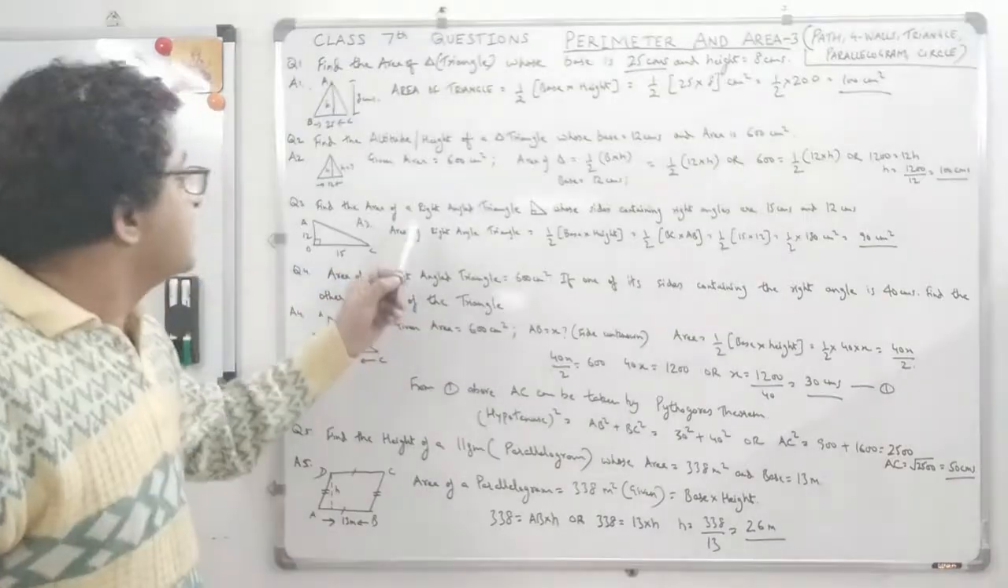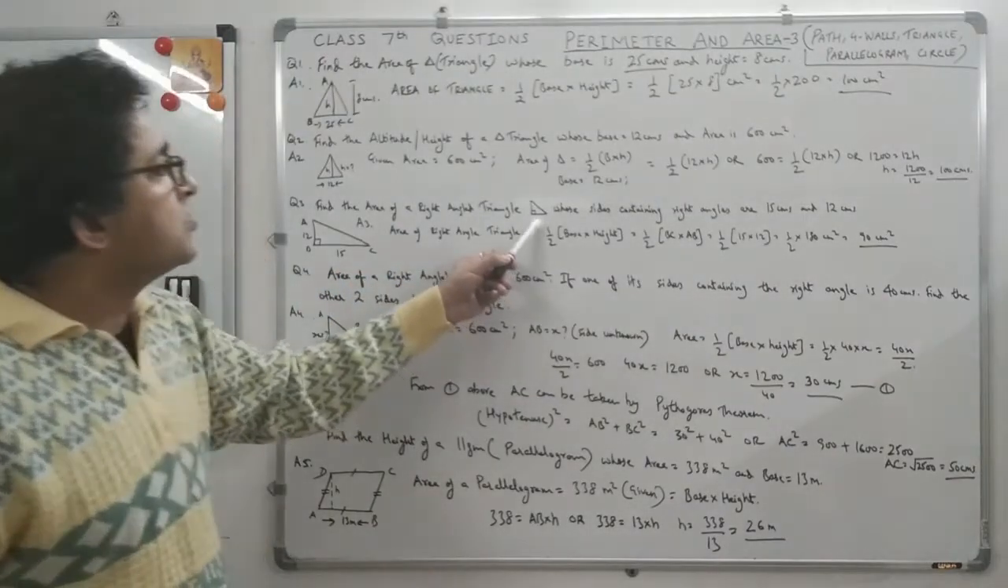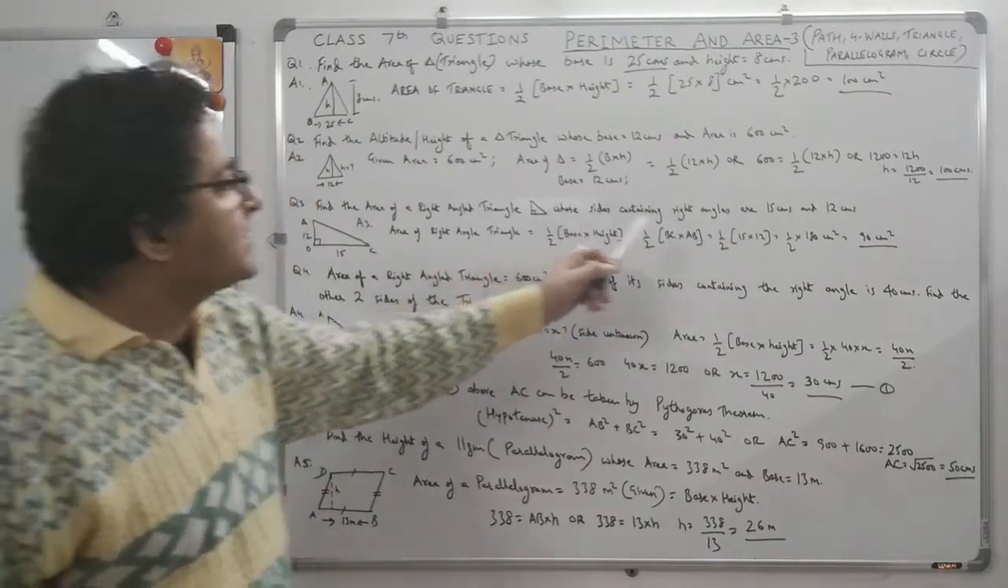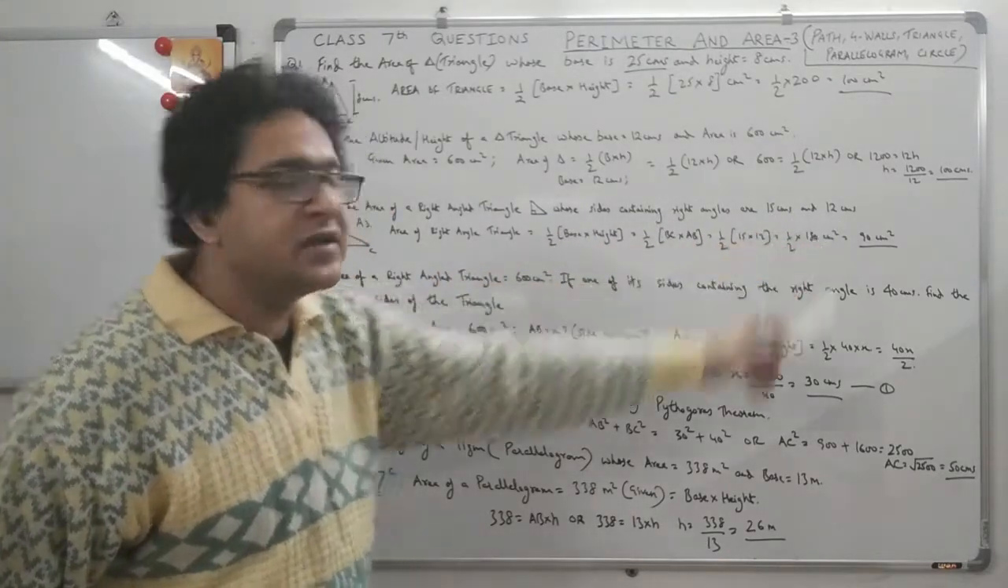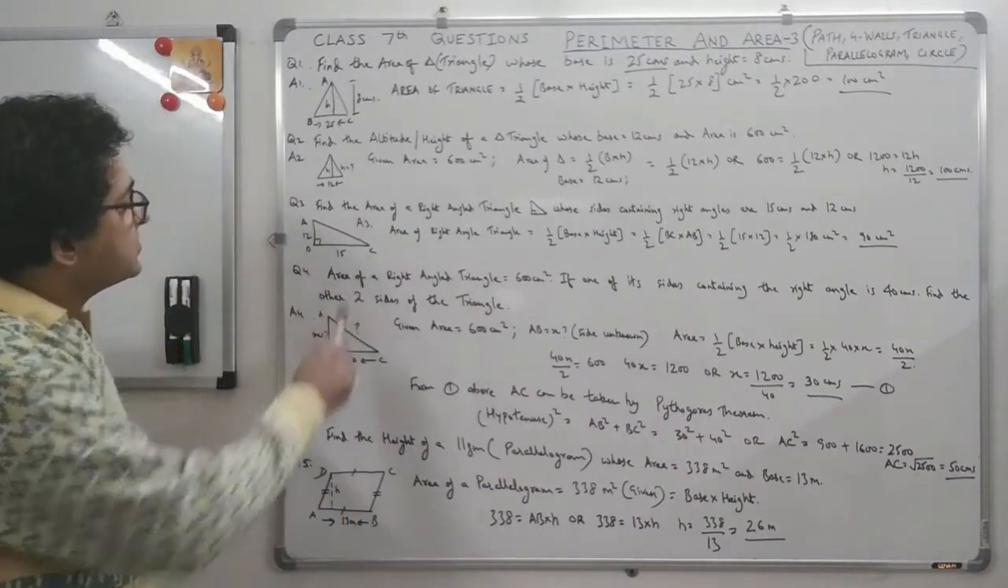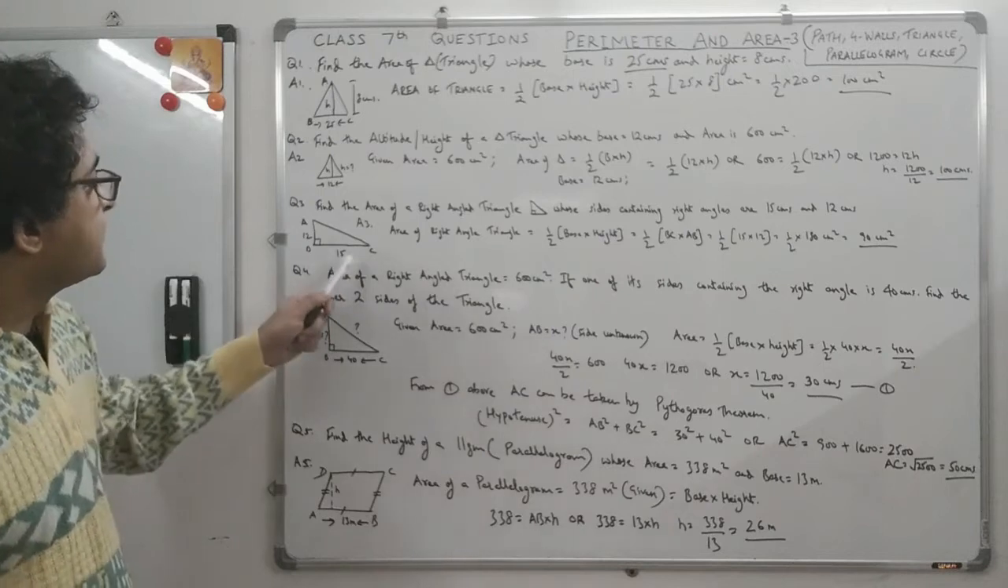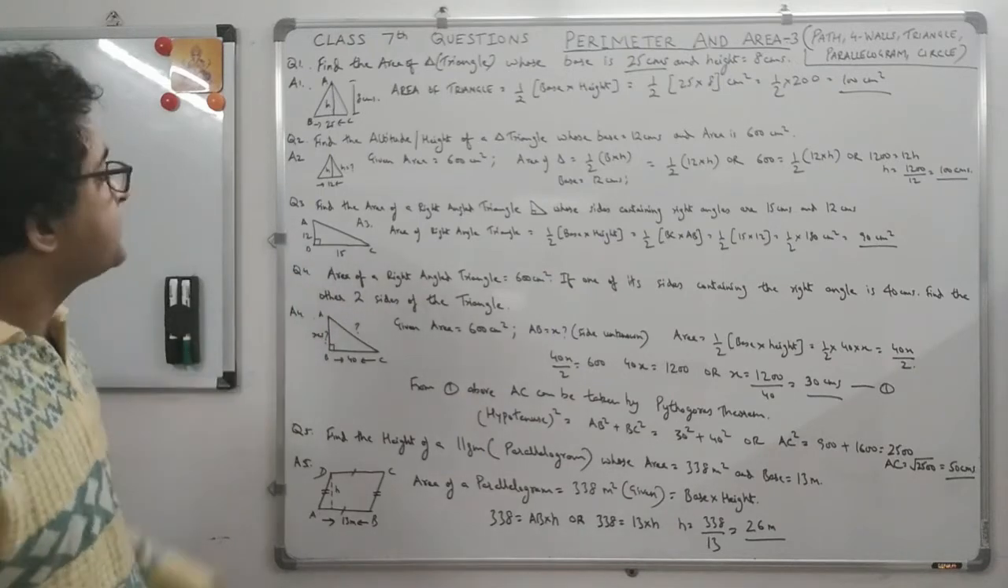Find the area of a right angle triangle whose sides containing the right angle are 15 centimeters and 12 centimeters, right? So this is the diagram, triangle ABC. Sides containing the right angle are AB and BC. BC is 15 and AB is 12, right?